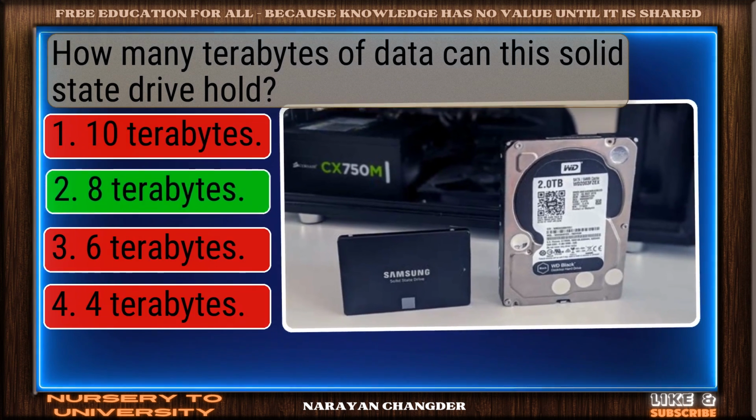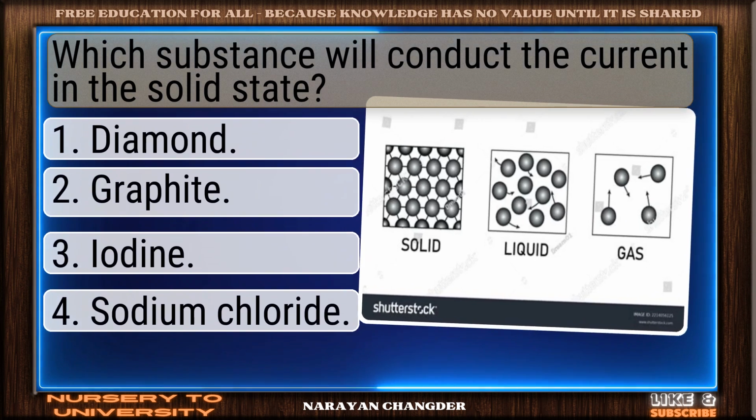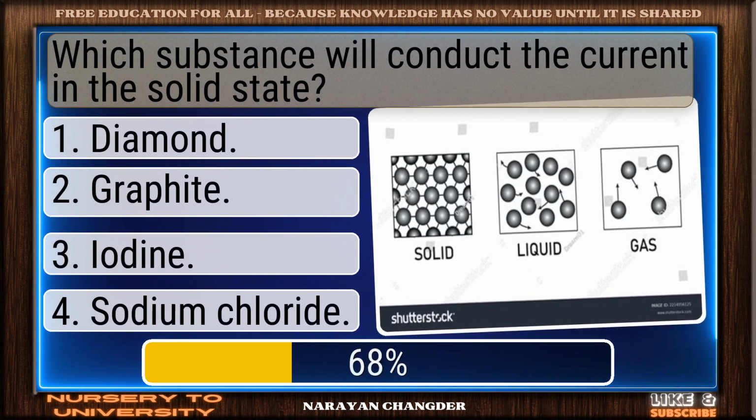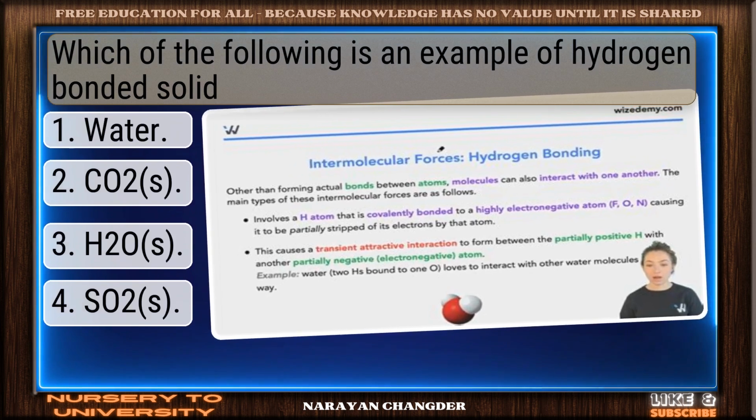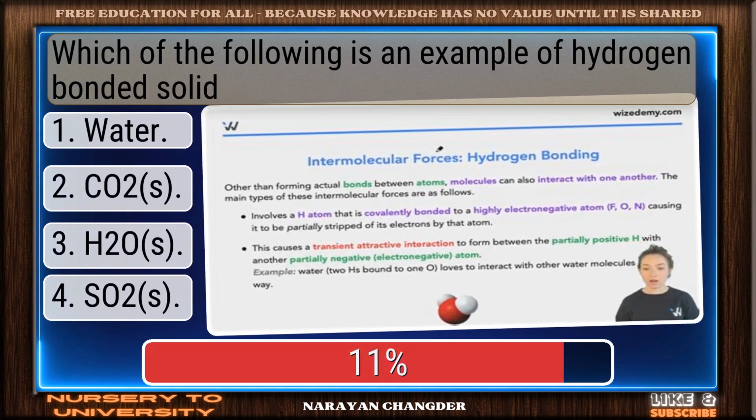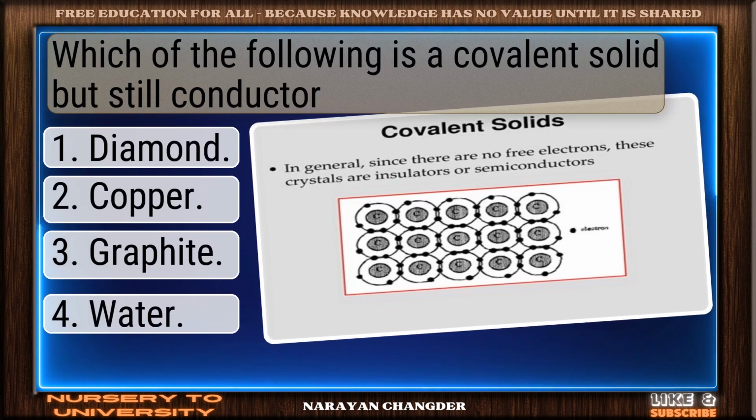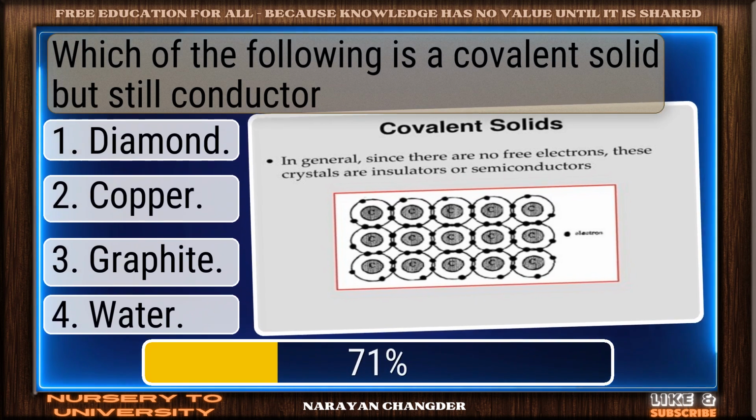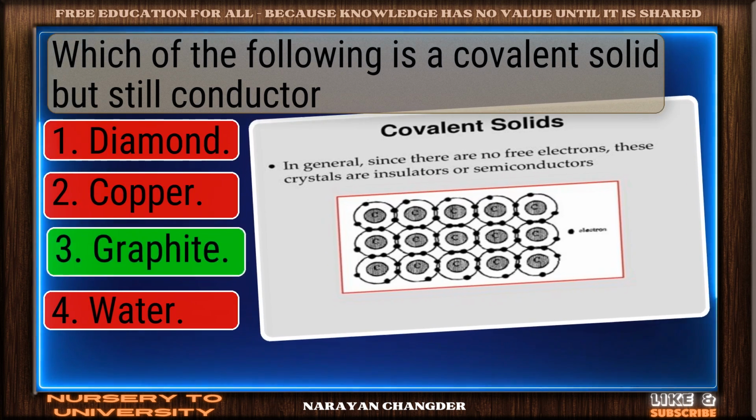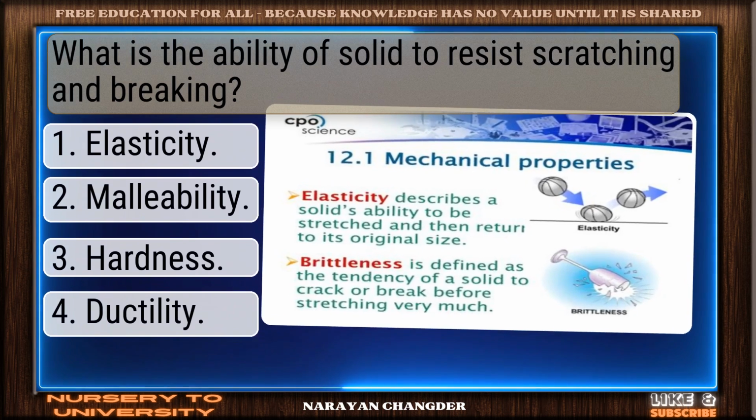Well-supported, 8 terabytes. Which substance will conduct the current in the solid state? Spot on! Which of the following is an example of hydrogen-bonded solid? Right. Which of the following is a covalent solid but still conductor? Accurate answer, graphite. What is the ability of solid to resist scratching and breaking?